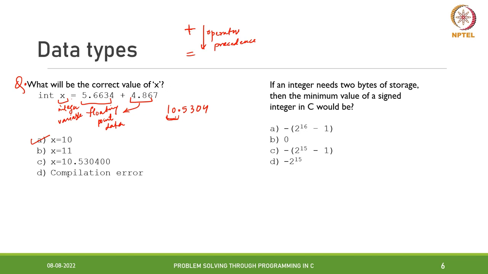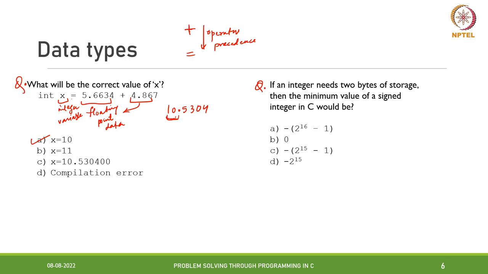All right, now let's look at the next question. If an integer requires 2 bytes of storage, that is, it's a 32-bit system, so one integer occupies 2 bytes. What would be the minimum value of a signed integer in C? Okay, D.